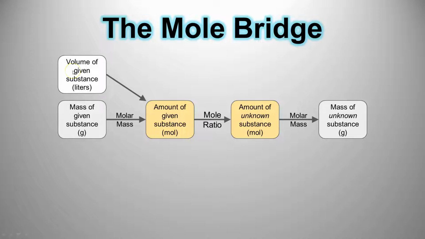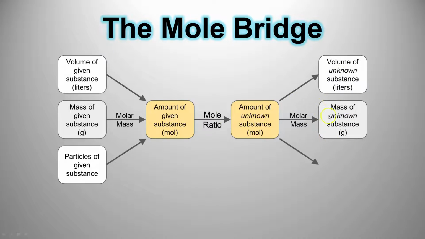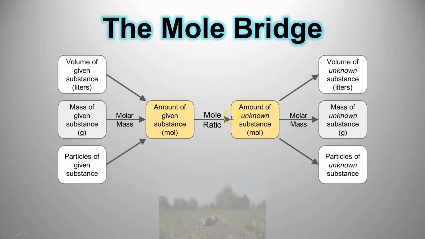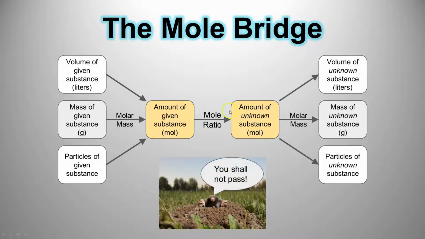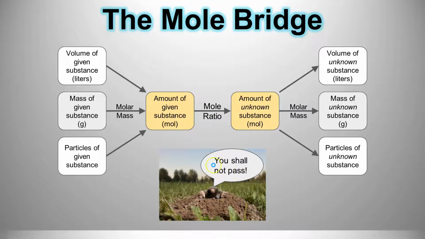I also can go from the volume of a given substance in liters to convert that into moles and continue that along. I could also go by the number of particles of a given substance and convert that into the number of moles and so on. And of course, I can use that on the other side as well. But all of these right here are key upon this mole ratio, this mole bridge. In order to get from one side to the other, wherever you're going, you have to cross this mole ratio. Without it, you shall not pass.